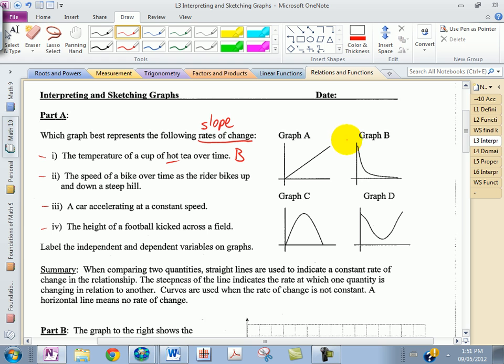So this would be the temperature, capital T for temperature, and time would be your independent variable and be the little t. Please mark that on there, Jiwa. Big T, little t.